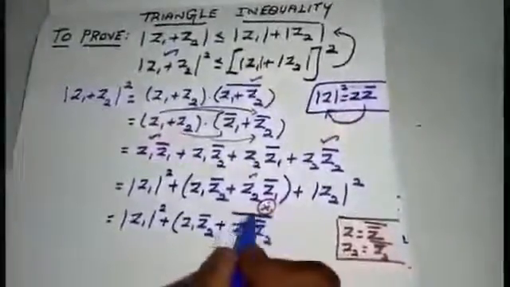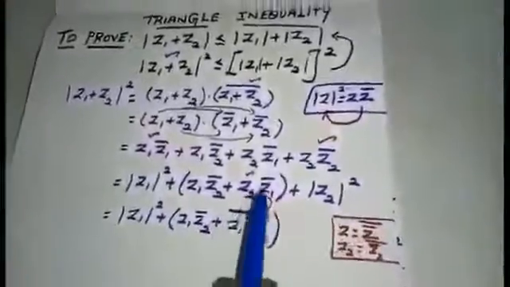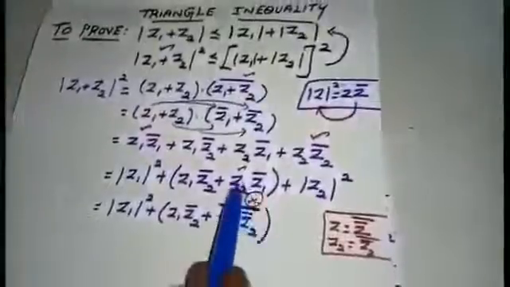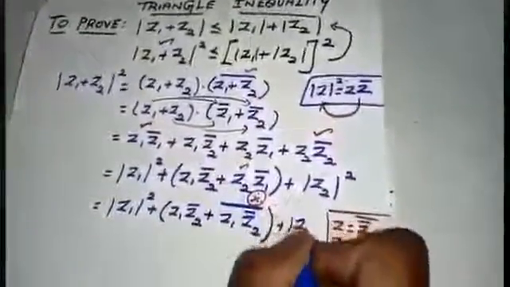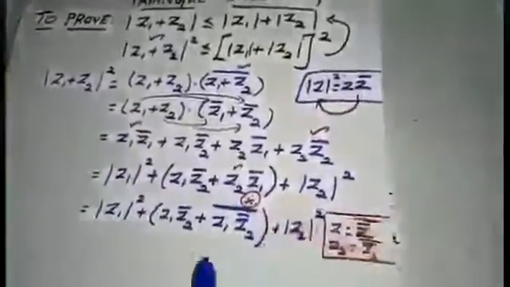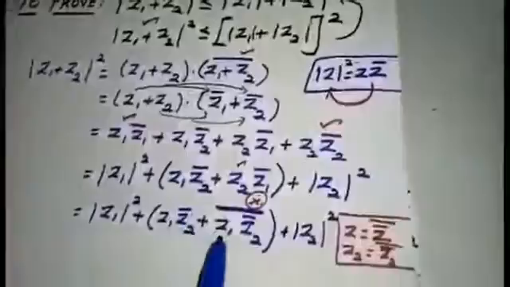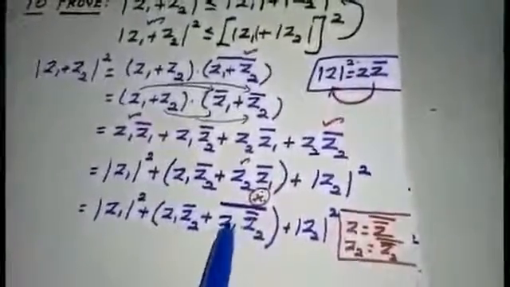Now see here, without changing the meaning I am writing the term: Z1 bar is as it is, Z2 bar the whole bar is nothing but Z2, plus the last term, modulus of Z2 the whole square. If you make any mistake in this place, you can't prove this theorem, students. So be careful in this place and do the calculation correctly.